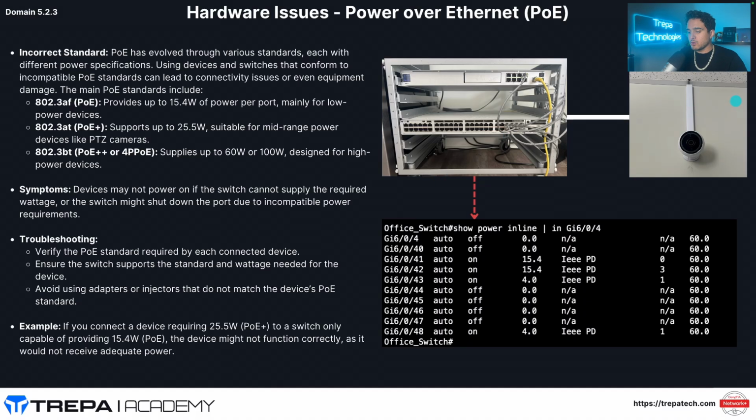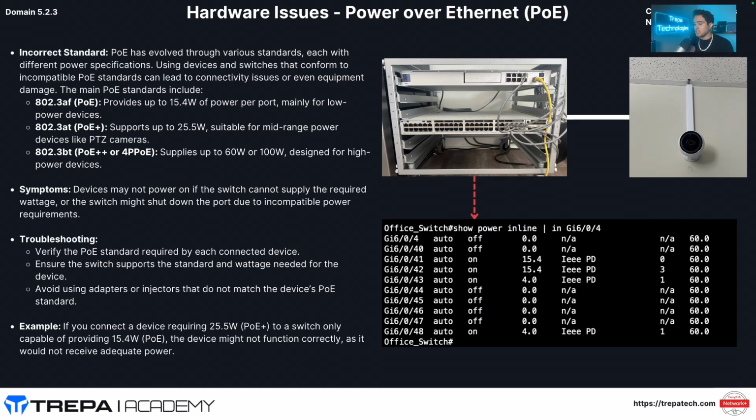Now before we go over what can go wrong with PoE, let's talk about what it is. This is using our standard Ethernet copper cabling, shielded or unshielded twisted pair, our Cat5e, Cat6a, Cat7, to actually give power, wattage, to power a device via that network Ethernet cable.